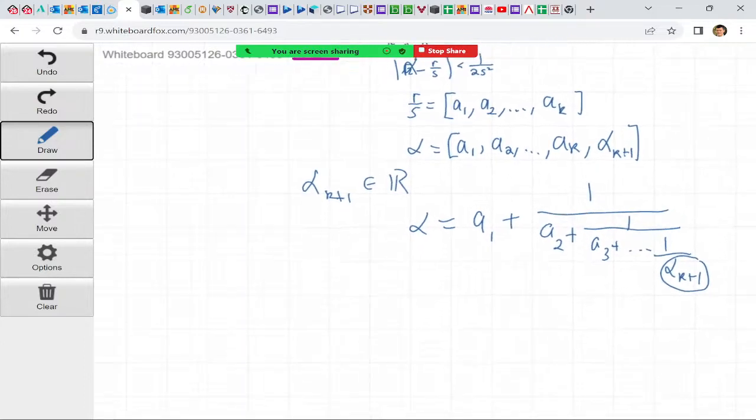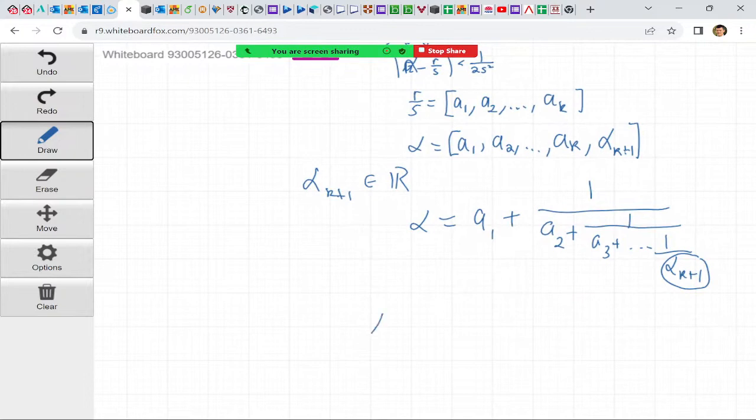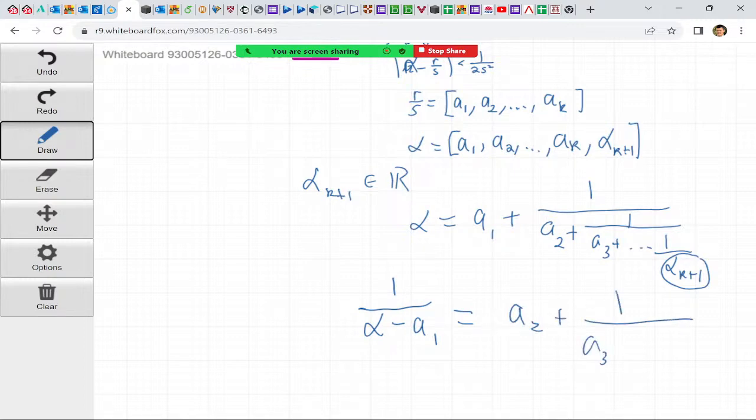Yeah, it's kind of believable, right? Because you just do alpha minus a1, and 1 over that equals a2. Is that really true? As long as alpha is not equal to a1, which it's not, and this is not equal to a2. As long as alpha is not equal to R over S, then this thing probably works, yeah? Probably.